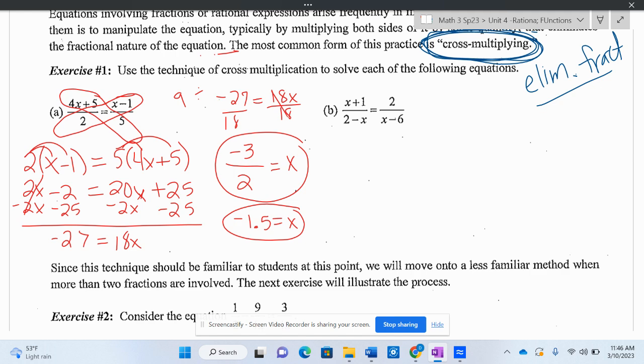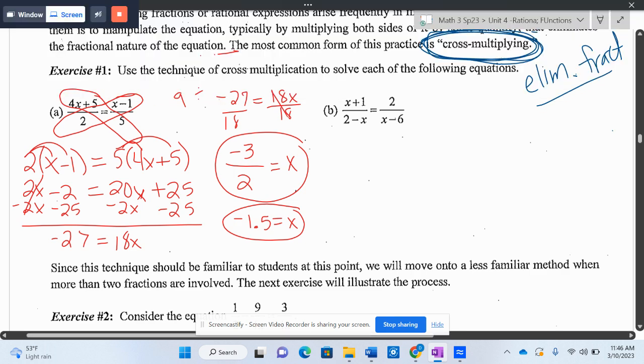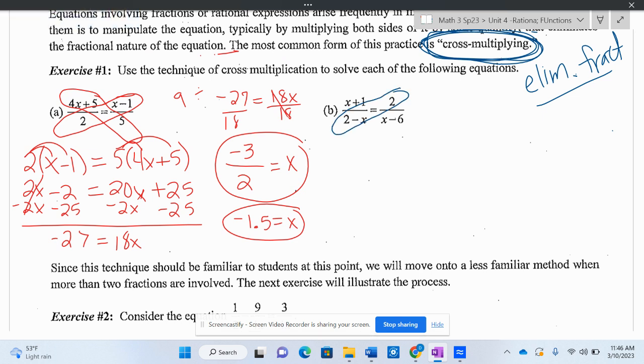What about the next one? If we use the cross multiplication idea for example B, so I'm going to take this and this. So let's see. I have 2 times 2 minus x equals what? Who can tell me what I'm putting on the other side? Yeah, the quantity of x plus 1 times the quantity of x minus 6. Absolutely perfect.